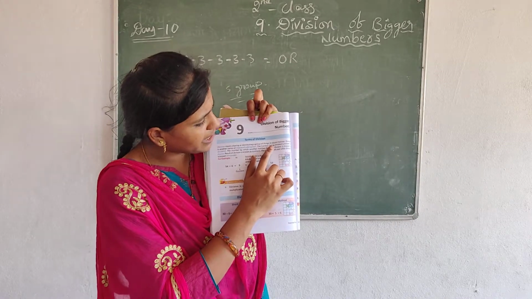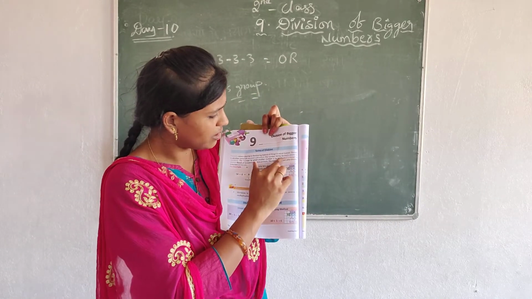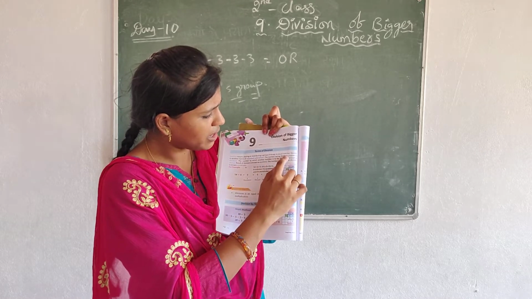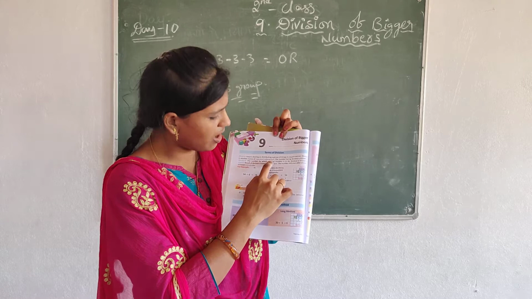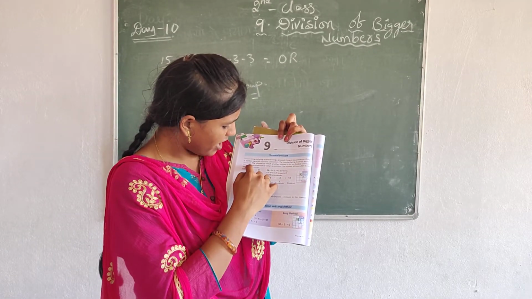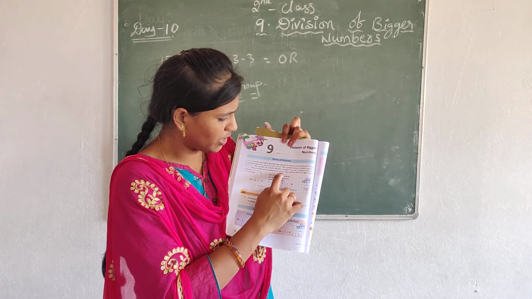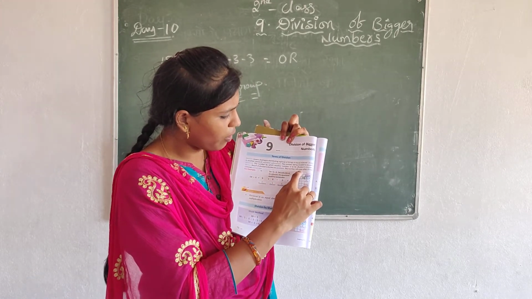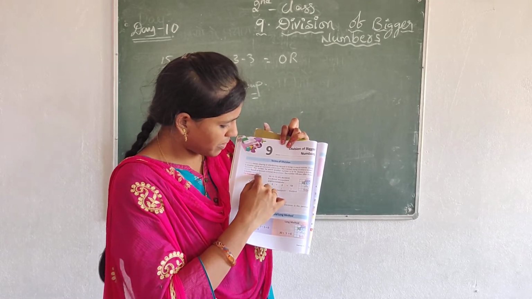The number being divided is the dividend. The number by which another number is to be divided is known as the divisor. The result of the division is known as the quotient. The number left over after division is known as the remainder.